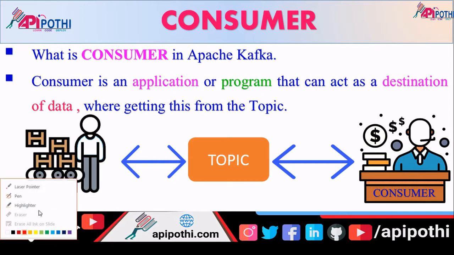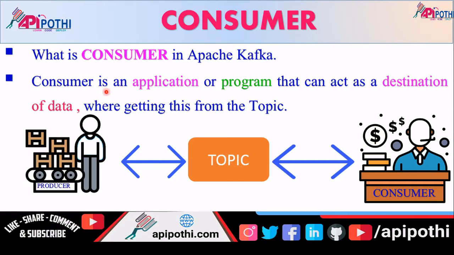So if you see here, basically consumer is an application or program, obviously since we are writing the Java code, that can act as a destination of the data. Now what do you mean by destination of the data? Meaning that this producer is producing some data, and it is keeping it into the topic, and that data is consumed by the consumer. So finally, whatever data got produced by the producer reaches the destination, the consumer, through the topic.